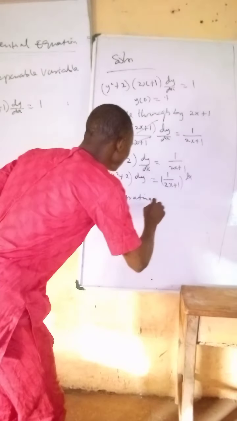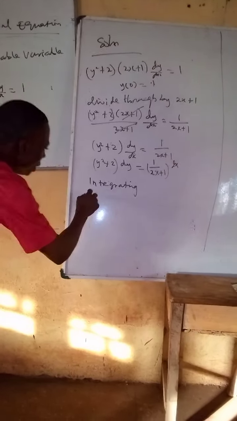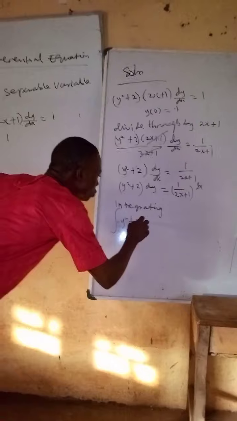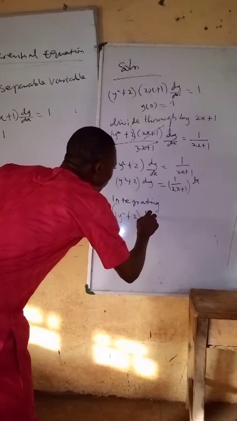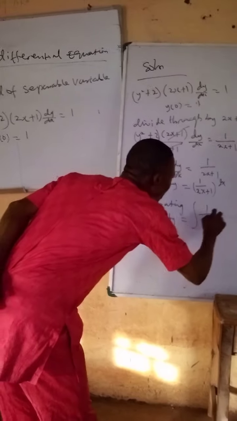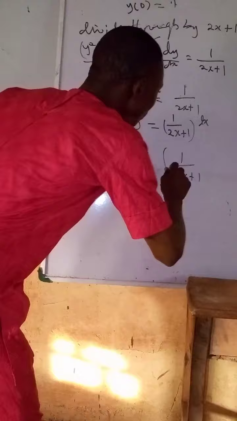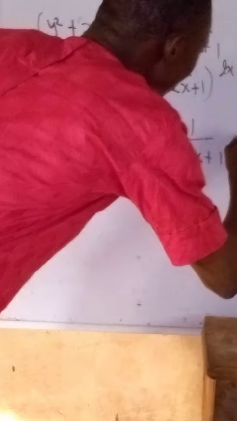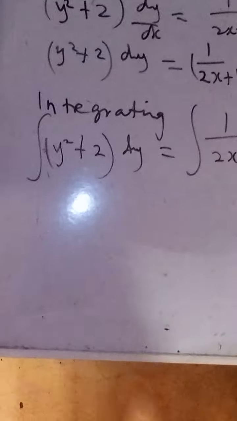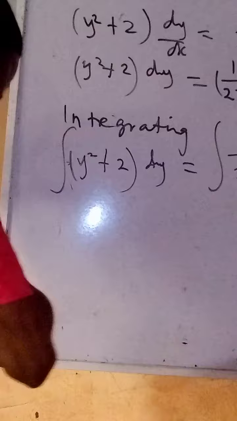Integrating. So when you integrate, you introduce the integral sign, which is the integral of y squared plus 2 equal to the integral of 1 over 2x plus 1. So with this, you agree with me that I'm going to integrate. Here now I can try to split it.